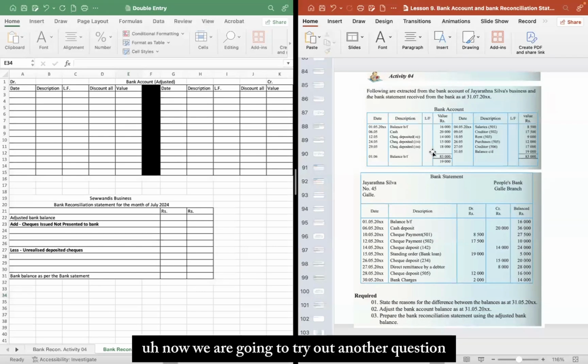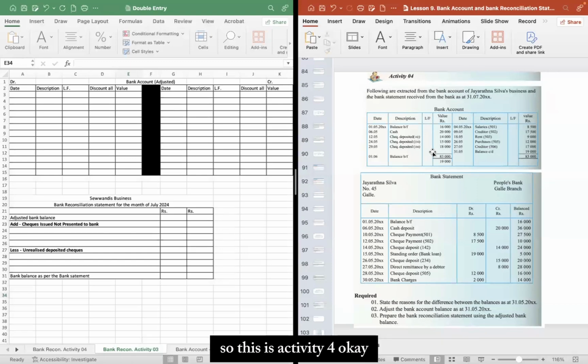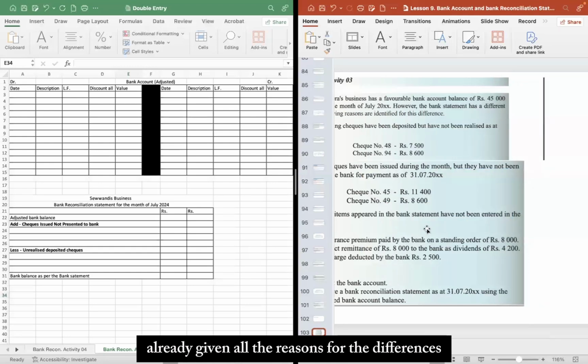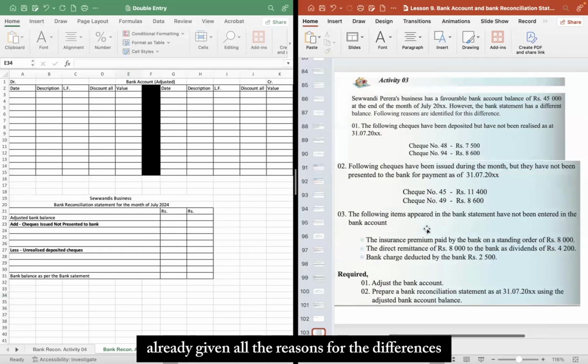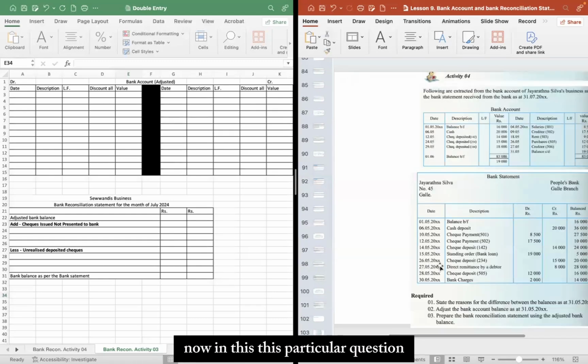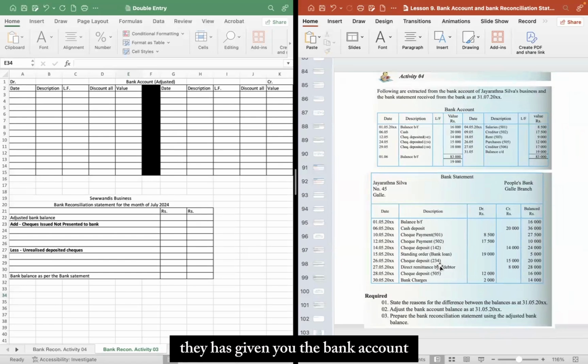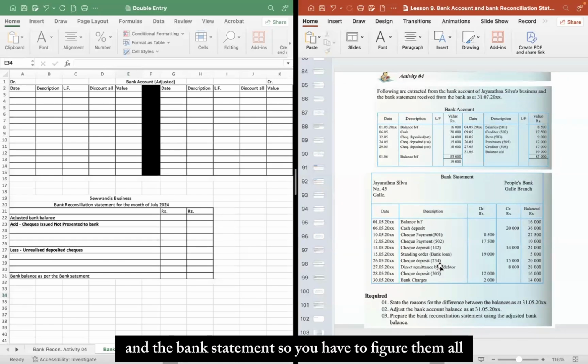Okay, now we are going to try out another question from bank account and bank reconciliation statement. So this is activity 4. Earlier we did a question where we had already been given all the reasons for the differences. The examiner had already given you the differences. Now in this particular question, they have given you the bank account and the bank statement, so you have to figure them all out.